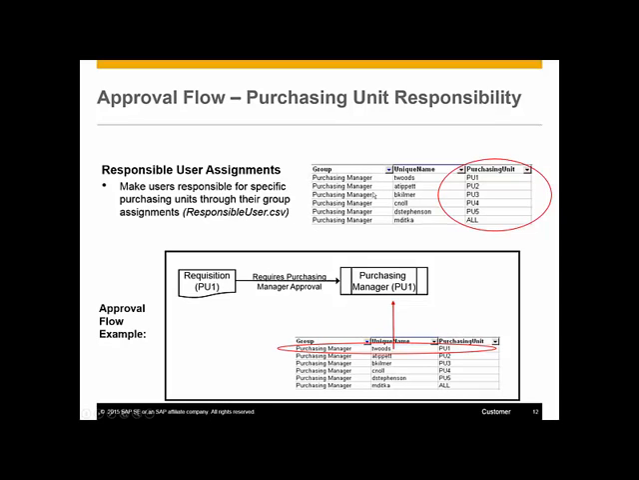For example, you can see here that T. Woods is the responsible party for purchasing unit 1. If a user submits a requisition for purchasing unit 1, which requires purchasing manager approval, the system will look in this file for the purchasing manager group, who is responsible for PU number 1, and that's T. Woods. And you can see here's an example of how the lookup would occur. Based on that, the approval flow would put T. Woods as the responsible purchasing manager for this requisition.